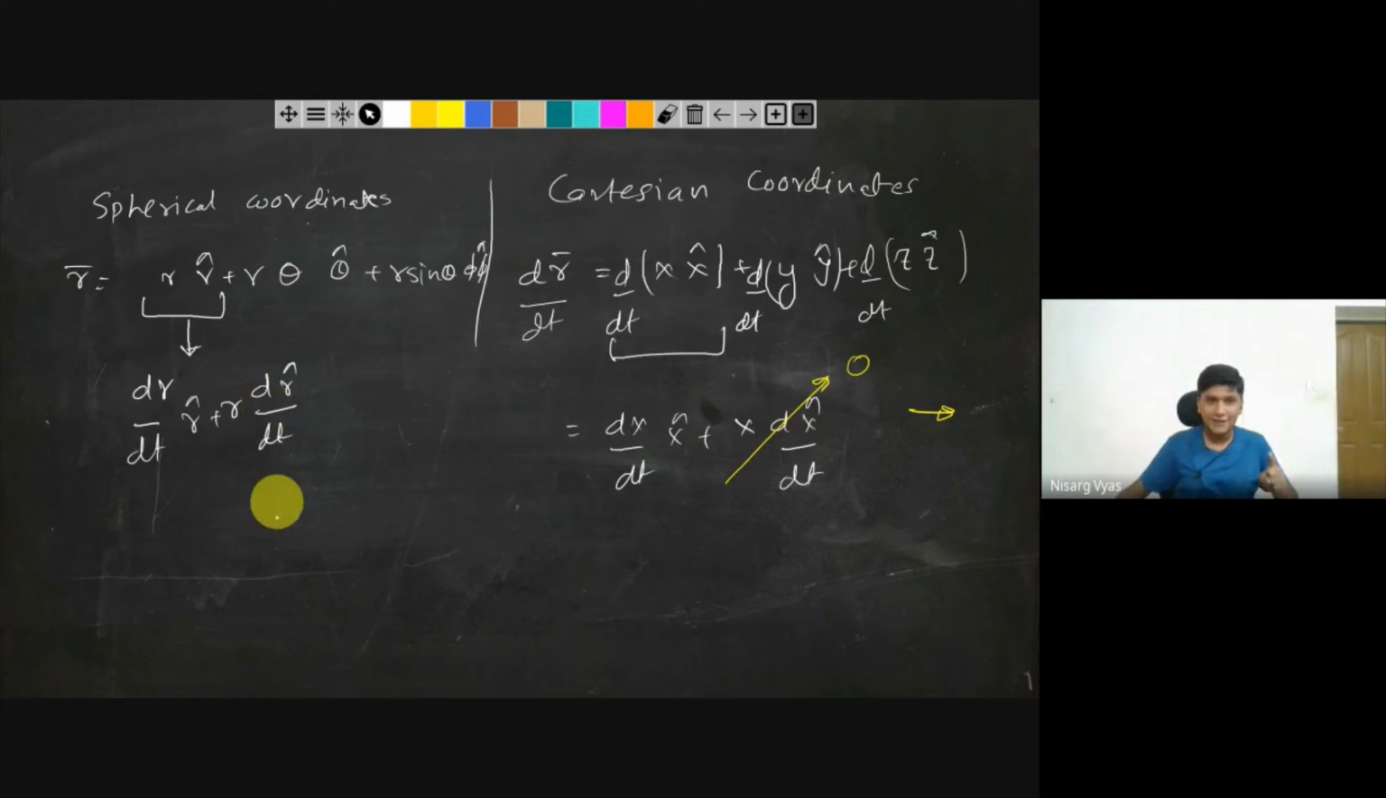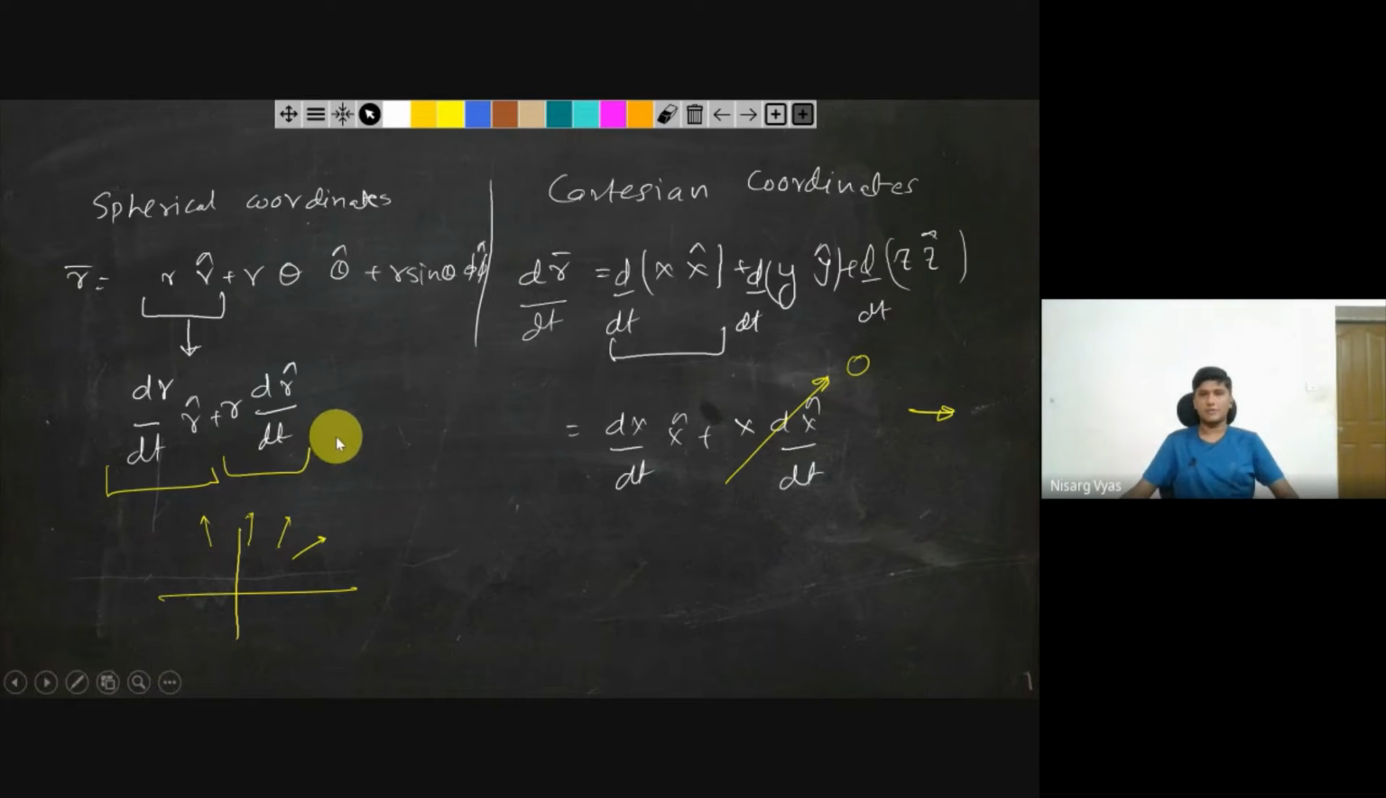But here, the r cap vector is different at different points. So if the particle is moving to any point, this will not always be 0. So you need to consider both of the terms here. The actual velocity in spherical coordinates will be different. It will not be directly dr by dt r cap. It will include the differentiation of these unit vectors as well.